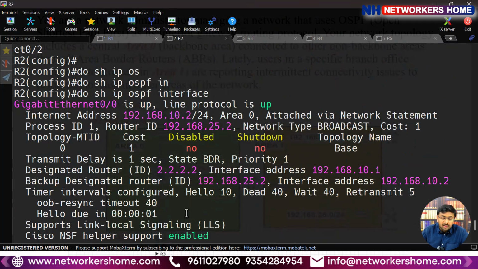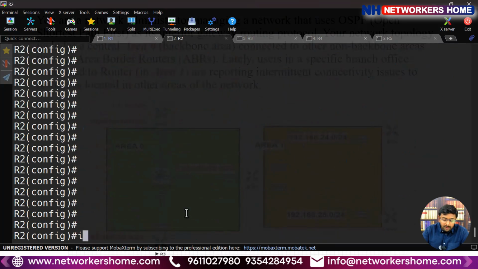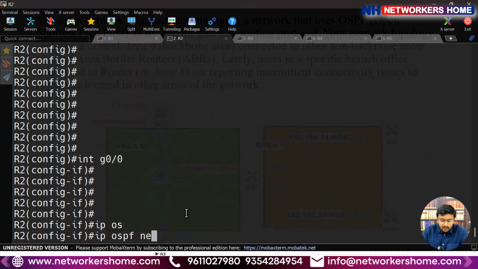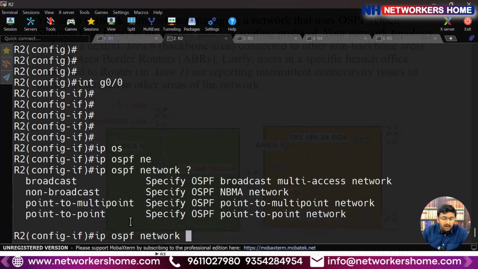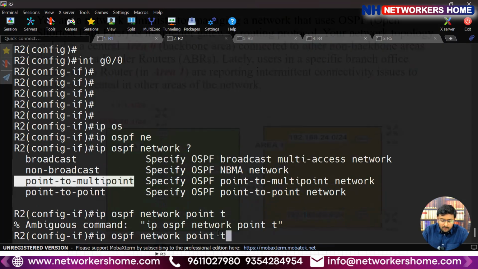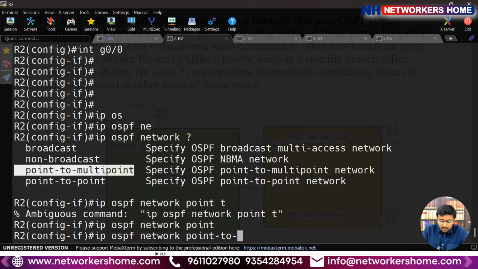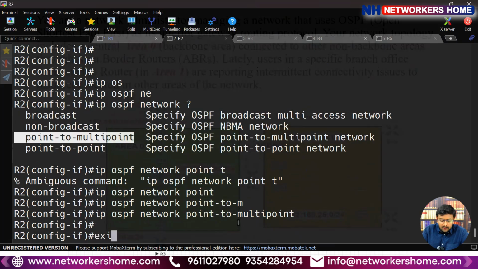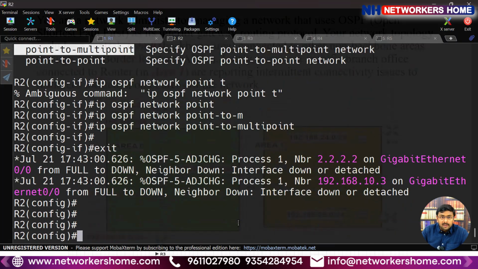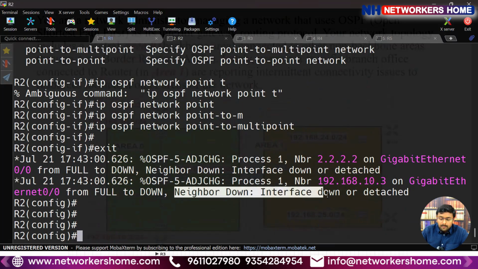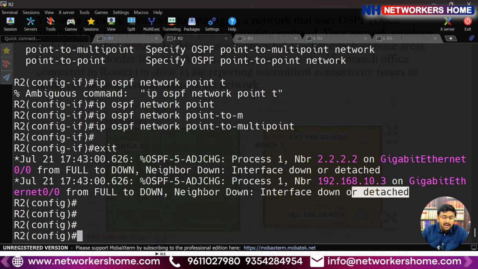Broadcast. Now if I change the network type, for example, if I change interface 0/0 and I give IP OSPF network, and if I give a question mark, and if I change it to, let's say, point to multipoint, give exit. So as soon as I change the network type, what happened? Neighborship is down. Okay, what it says, interface is down or interface is detached.